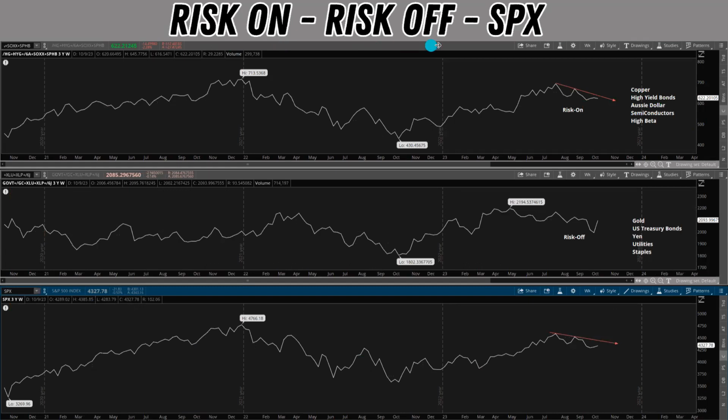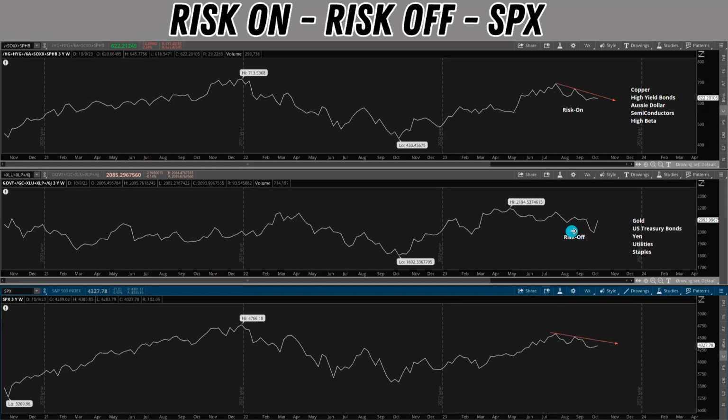Now, when you talk about risk on versus risk off, what we have here is basically a bunch of different risk on asset classes put together into one ticker. So what we have here is copper, high yield bonds, the Aussie dollar, semiconductors, and high beta. It's kind of like my own little ETF, right? So this is more of a risk on ETF, and these are a bunch of risk on asset classes. And then we have risk off asset classes right here. You have gold, US treasuries, the Japanese yen, utilities, staples. And so we can see here a clear shift in risk off.